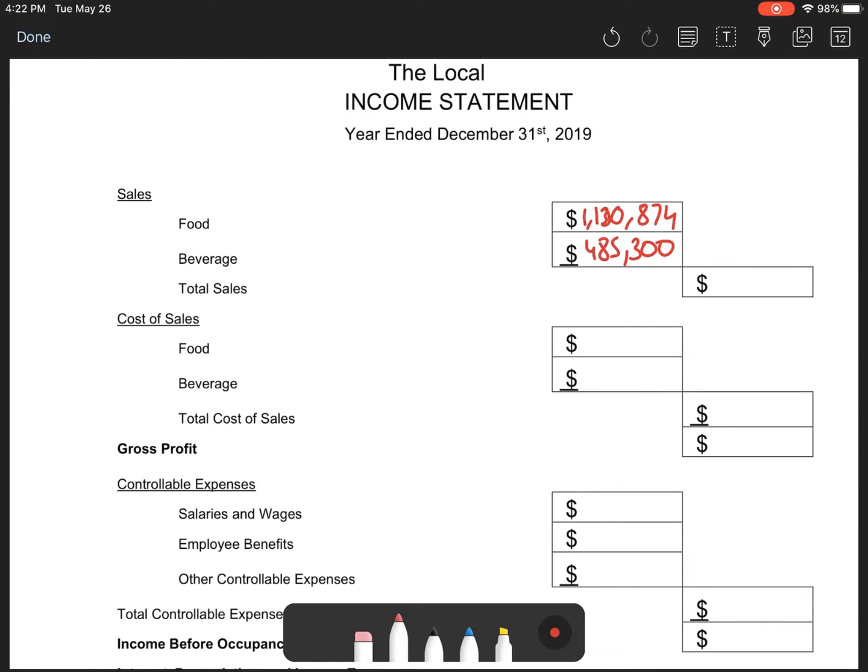To make things simpler, what I recommend you to do is to put in small alphabets near every step of the way. So if food sales is A and beverage sales is B, total sales is C, which is equal to A plus B. And that total comes to 1,616,174.